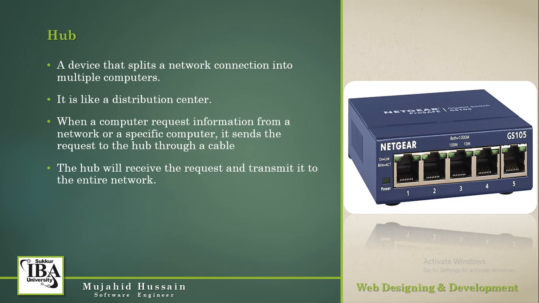When a computer requests information from a network or a specific computer, it sends the request to the hub through a cable. The hub will receive the request and transmit it to the entire network. Like we have 4 different computers and they are connected through a hub, and the main cable is connected also with the hub.